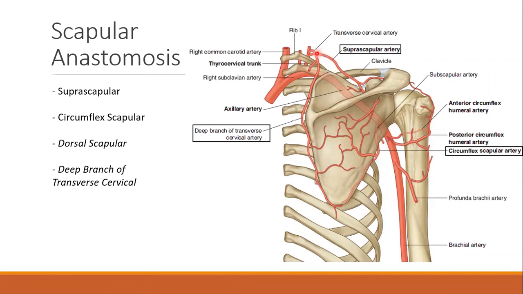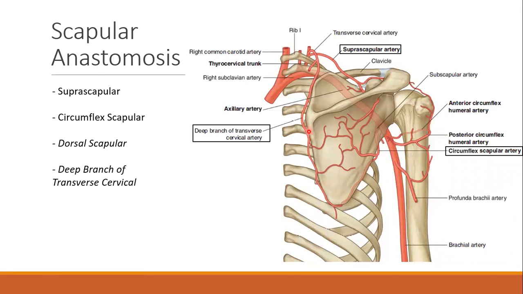So the scapular anastomosis includes the suprascapular artery, which came off as a branch from a branch off of your subclavian artery. So it was the thyrocervical trunk and then the suprascapular artery. You also have your circumflex scapular artery, which we can recall comes from your subscapular artery that came off of the third part of your axillary artery.